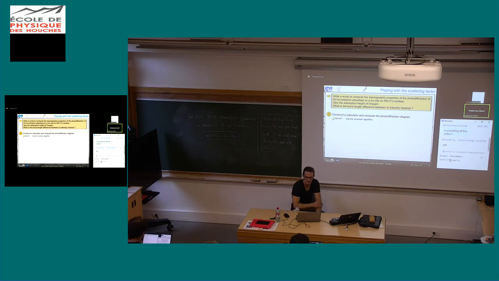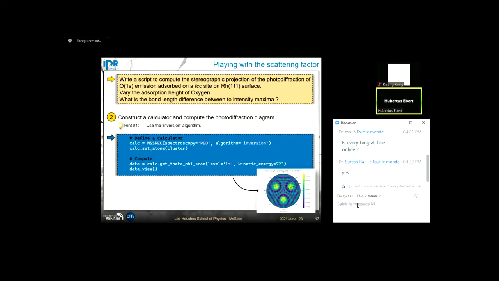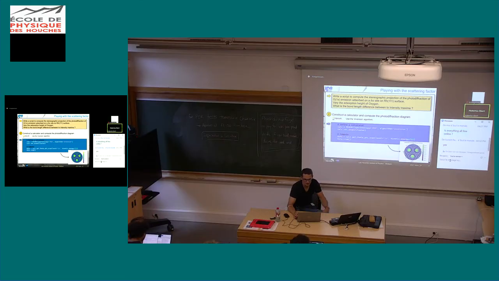So what is the name of the function to compute a stereographic projection? You know? Yes, beta pi. Okay. So did you manage to construct a calculator? So easy. Create the calculator as usual. So you use the inversion algorithm. Contrary to what I said before, this is not expansion, this is inversion. So this is multiple scattering. In the publication, this is single scattering.